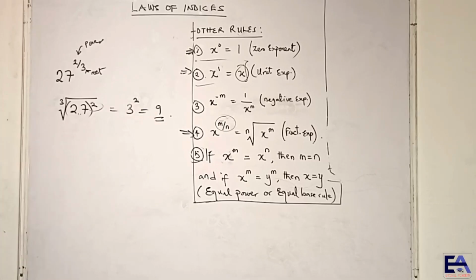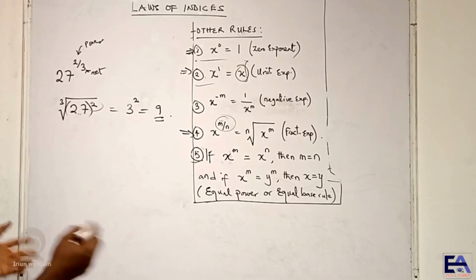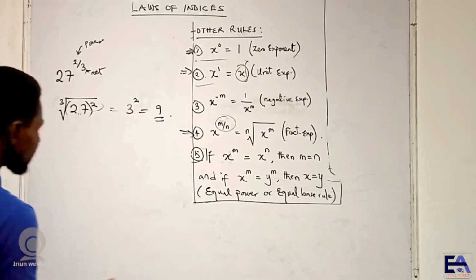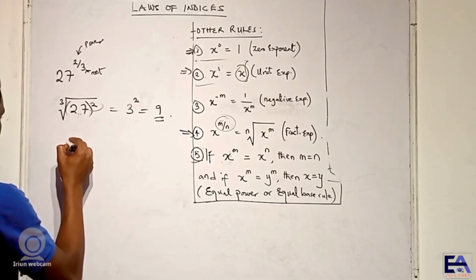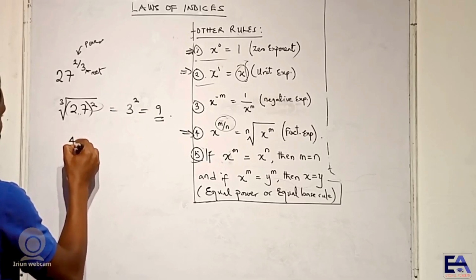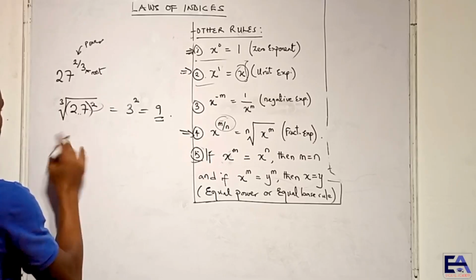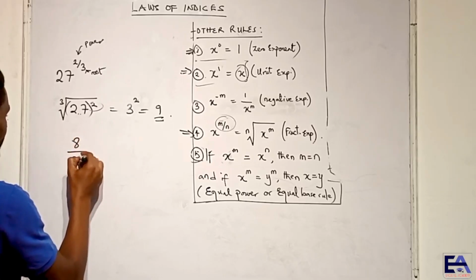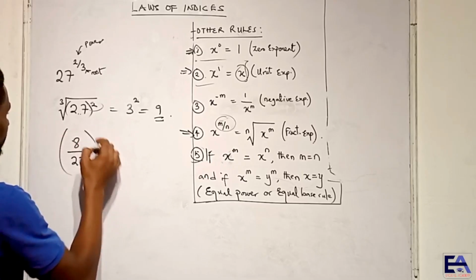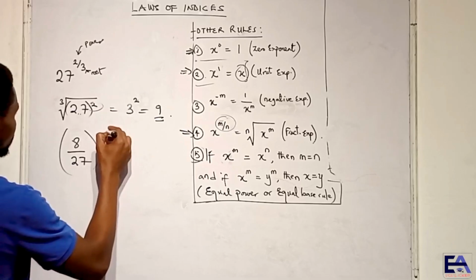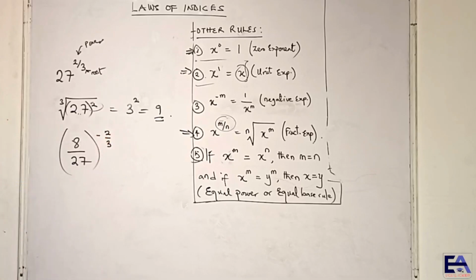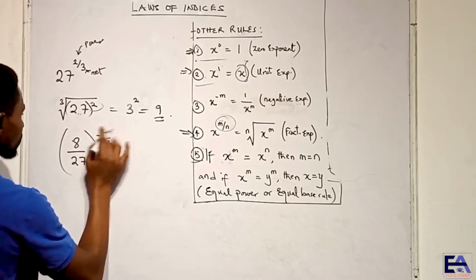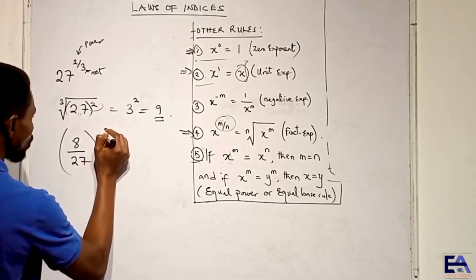Then one more example under this. What if we have a situation where we have something like 8 over 27, raised to power negative 2 over 3?